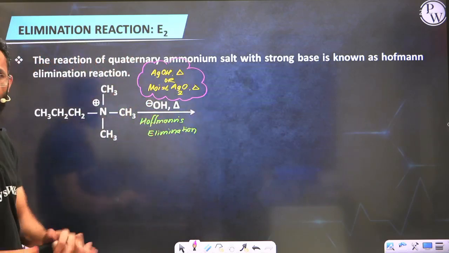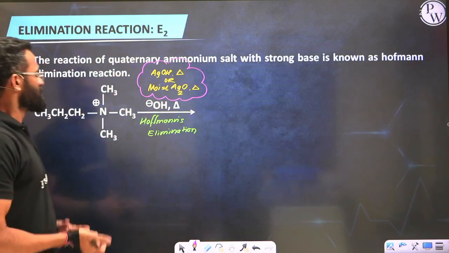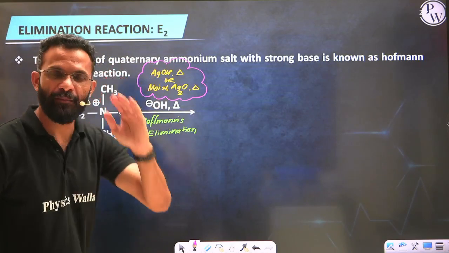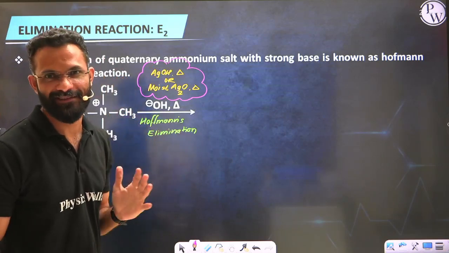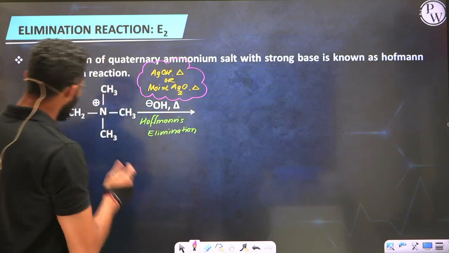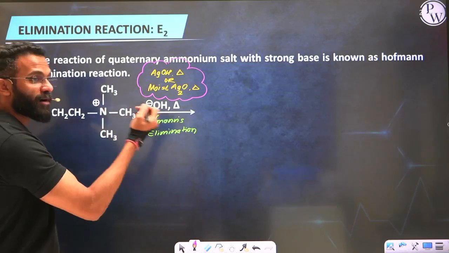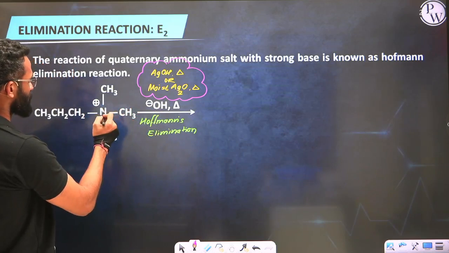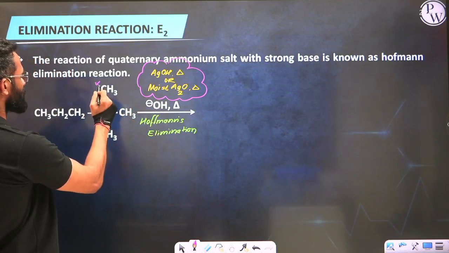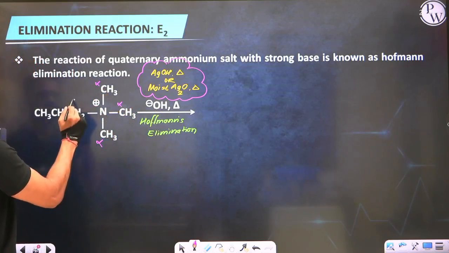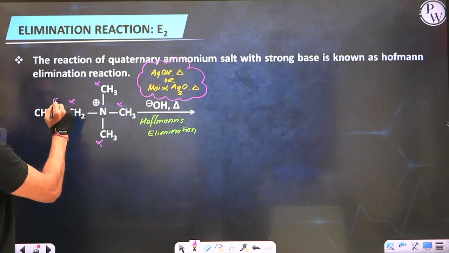Either of these three. Now, since we know that Hofmann elimination is a type of beta elimination, what I will look for, if this is a quaternary ammonium ion, which is the derivative of ammonia, so this is your functional group. The carbon next to that is your alpha. So this is alpha, this is alpha, this is alpha, this one is alpha, and this one is beta.